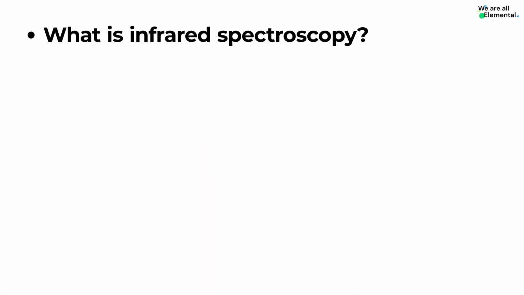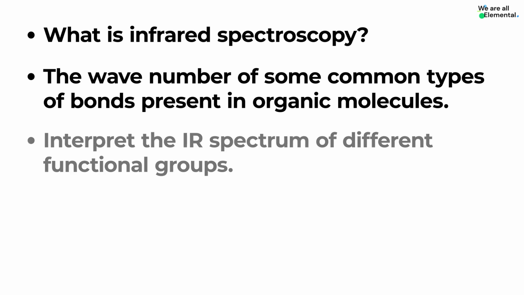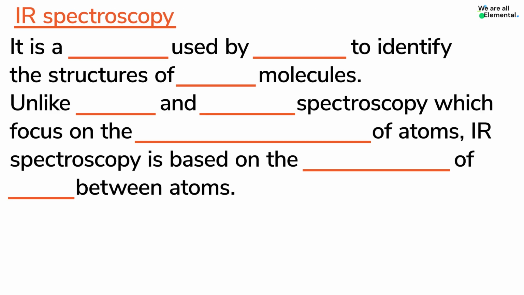Now in this video, you will learn about what infrared spectroscopy is, the wave number of some common types of bonds present in organic molecules, and how to interpret the IR spectrum of different functional groups. Infrared spectroscopy is a technique used by chemists to identify the structures of organic molecules.